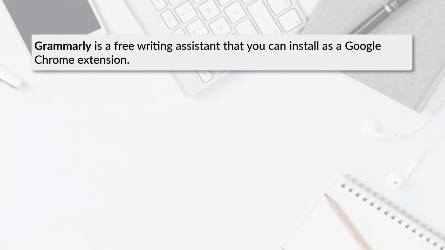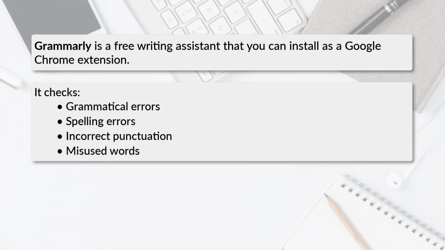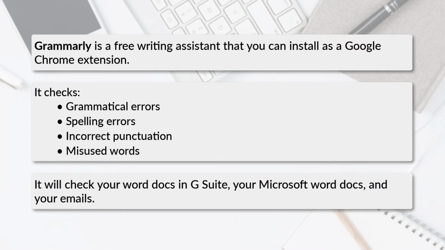Grammarly is a free writing assistant that, you guessed it, you can install as an extension on Google Chrome. It's amazing because it actually checks grammatical errors, spelling errors, incorrect punctuation, and misused words. So what's great about it is that it actually will check your words in G Suite and your Microsoft Office docs, as well as your emails.